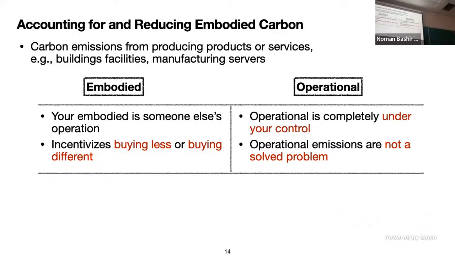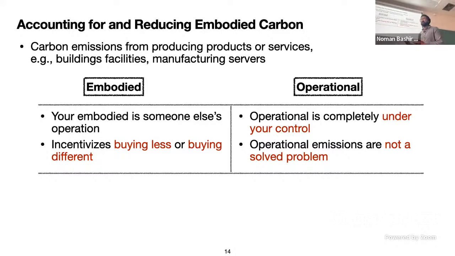But in my mind, operational should be prioritized because this is something that is directly under your control. And this is not a solved problem. You can do a lot more in this domain without going into these supply chain issues. And these are the kind of things that I don't understand. I'm not an economics or supply chain expert. I don't get those things. But as a systems person, what is under my control is operational: how do I operate my workload and reduce the carbon emissions?